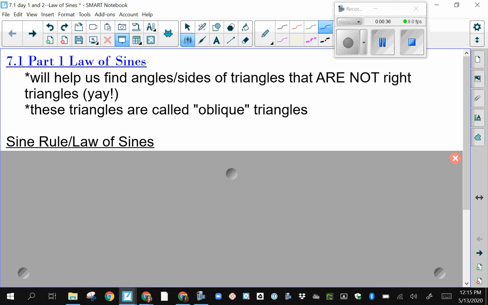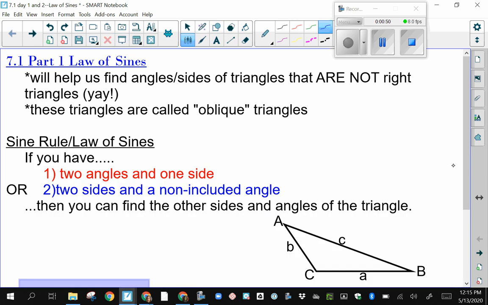And just some vocab information here. Those triangles, if they are not right triangles, are called oblique triangles. I know you've heard that before in geometry, but it's a good reminder for you. So our textbook says that we should use sine rule or law of sines. These phrases are kind of interchangeable. Our textbook calls it law of sines.